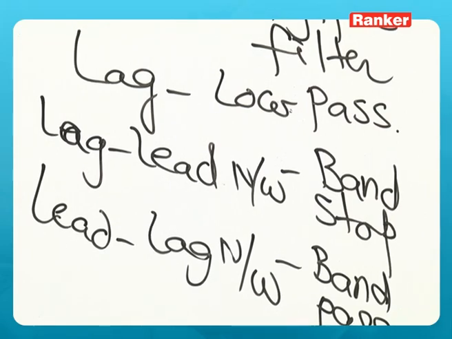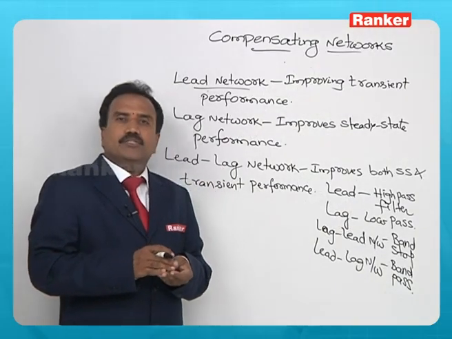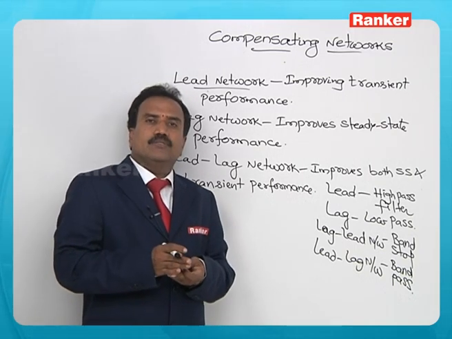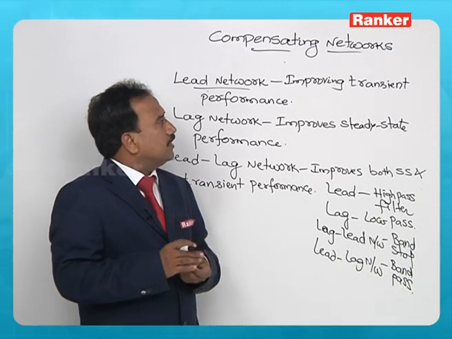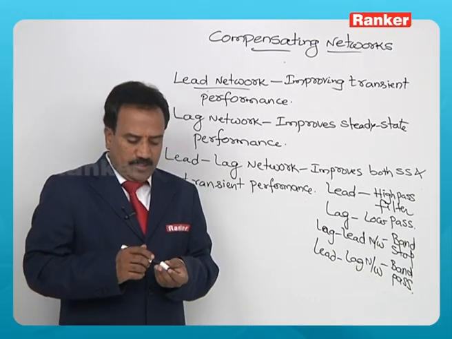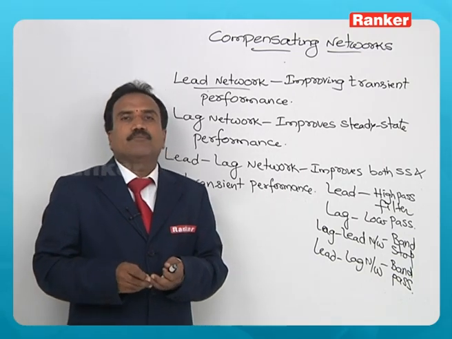Let us see the details of each and every network, what is their contribution in terms of poles and zeros, and then with the help of that we can say how the lead network is improving the transient performance and lag network is improving steady state performance.